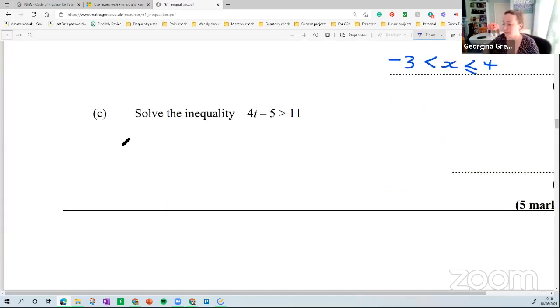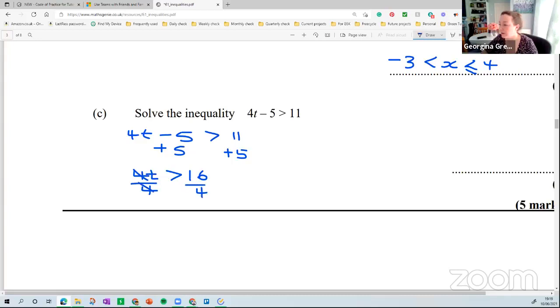And then this one, again, we're solving it, so we just do it like we're rearranging an equation. 4t minus 5 is greater than 11. So we would start by adding 5 to both sides. 4t is greater than 16. And then we would divide by 4 to get rid of the 4 there. Divide by 4 over here. Leaves us t is greater than 4. All right.